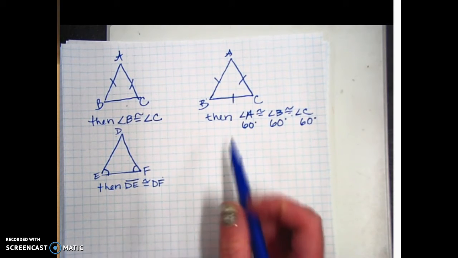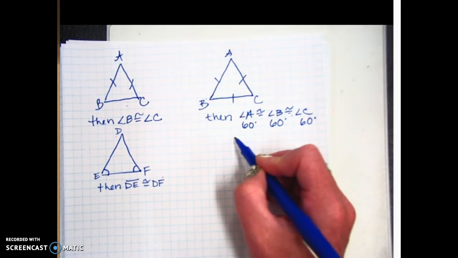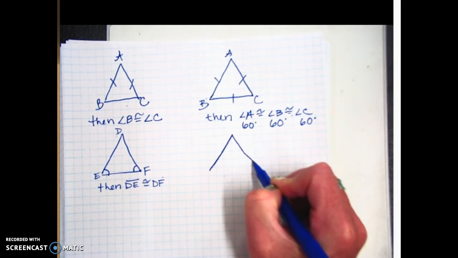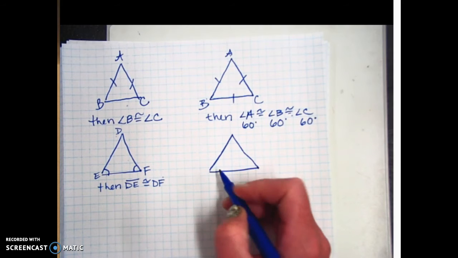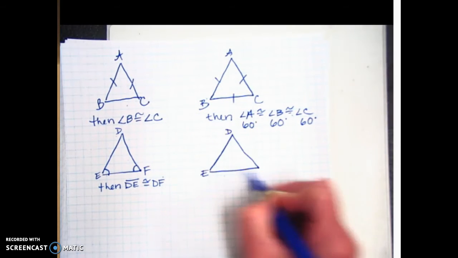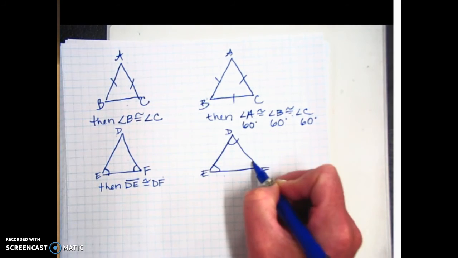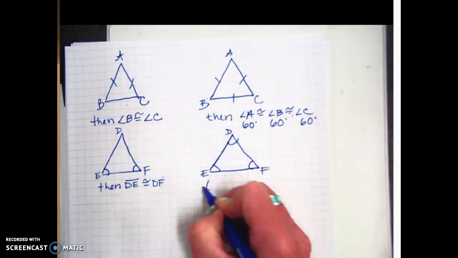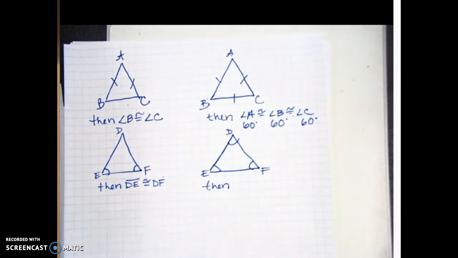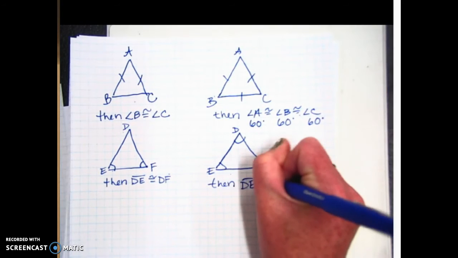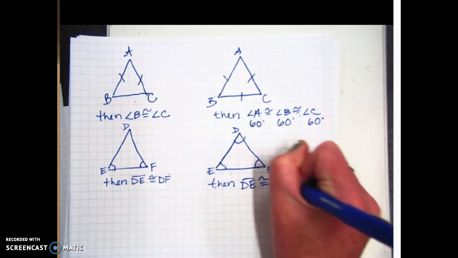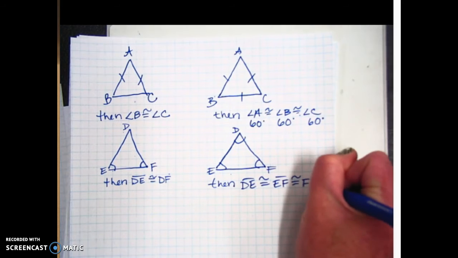All right. So in the box directly underneath it, we're going to do the converse. The converse says that an equiangular triangle, where all three angles are congruent, is also equilateral. So we'll call this one DEF. We'll mark all three angles congruent. If all three angles are congruent, then all three sides opposite them are also congruent. So DE is going to be congruent to EF, which is going to be congruent to FD.